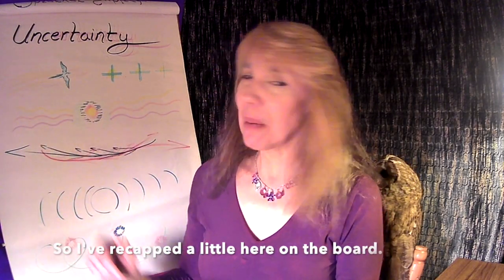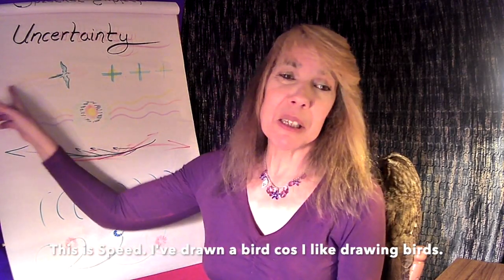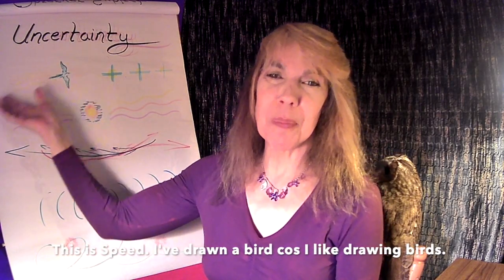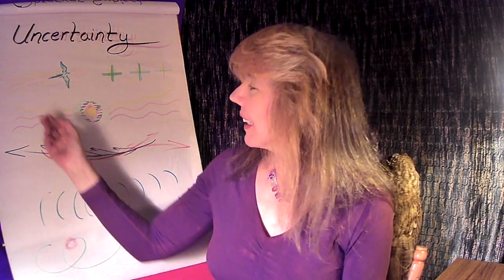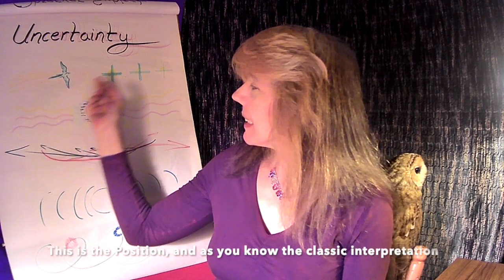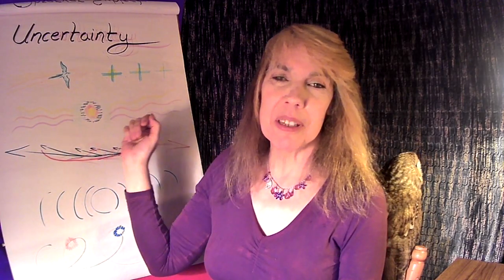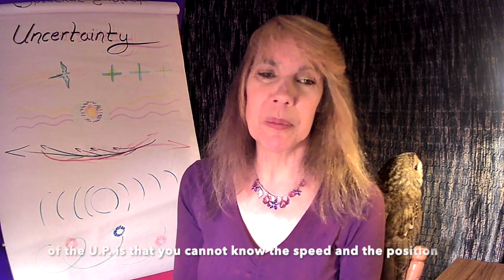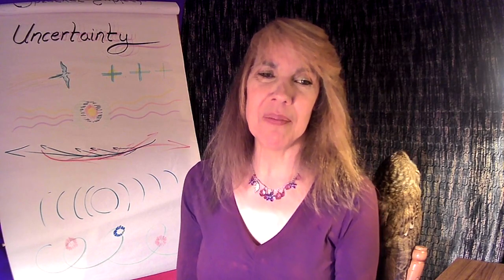I've recapped a little bit on the board. So the first one, this is speed. I've drawn a bird because I like drawing birds, as you know, I'm fond of them. So this is the speed, this is the position, and as you know, the classic interpretation of the uncertainty principle is that you cannot measure the speed and the position of something at the same time.